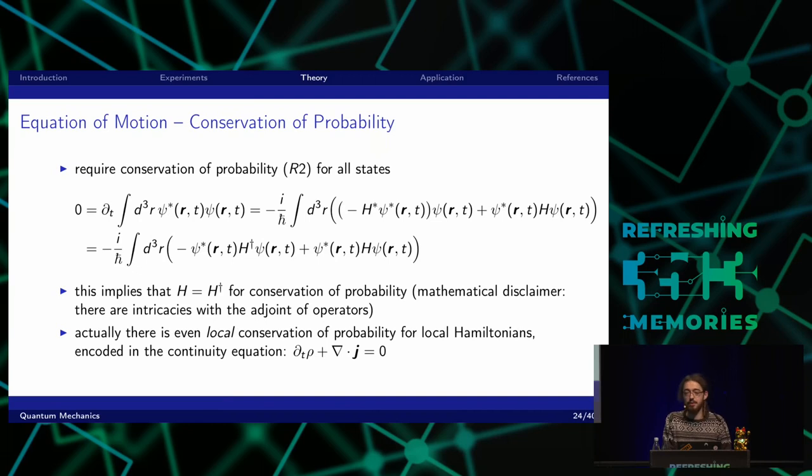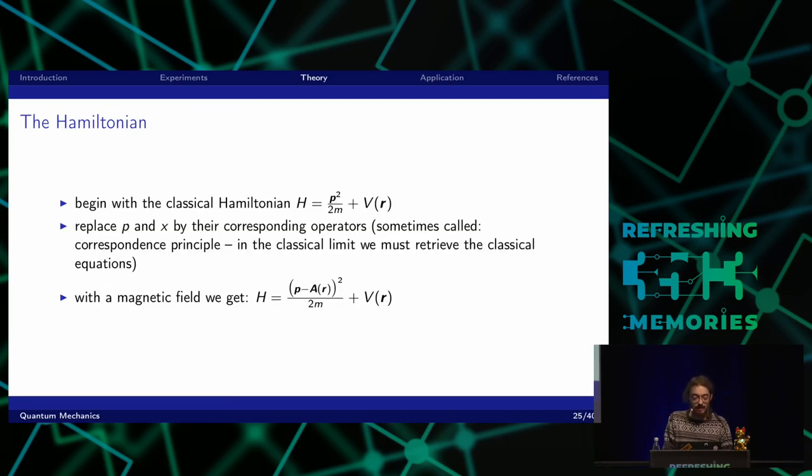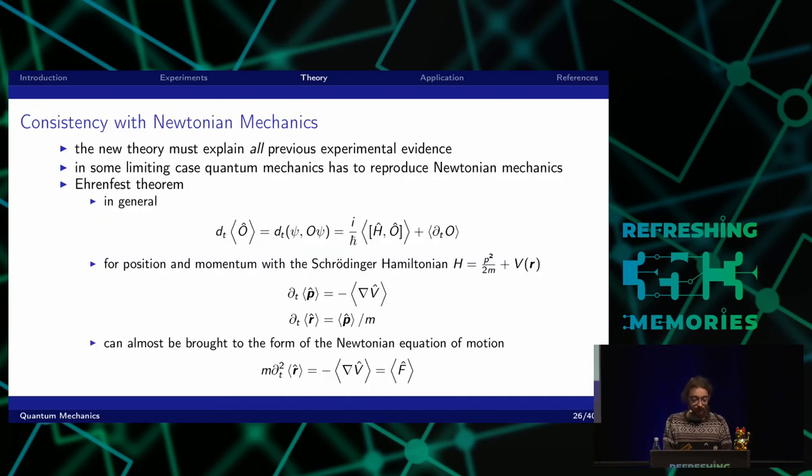Now we know how this equation of motion looks like, but we don't know what this mysterious object H might be. And this mysterious object H is the operator of the energy of the system, which is known from classical mechanics as the Hamilton function, and which we here upgrade to a Hamilton operator by using the formula for the classical Hamilton function and inserting our P and R operators. And we can also extend this to a magnetic field.